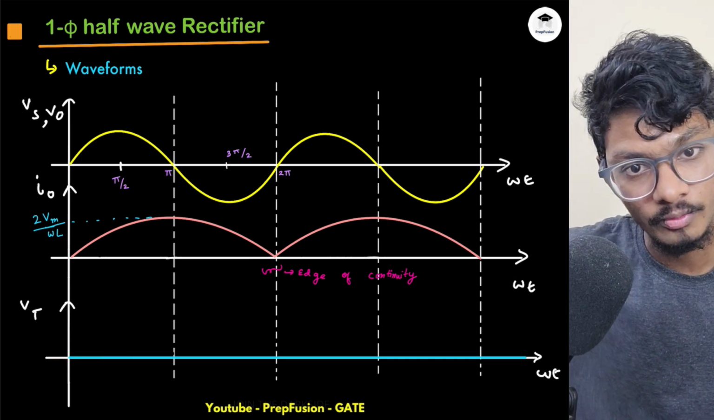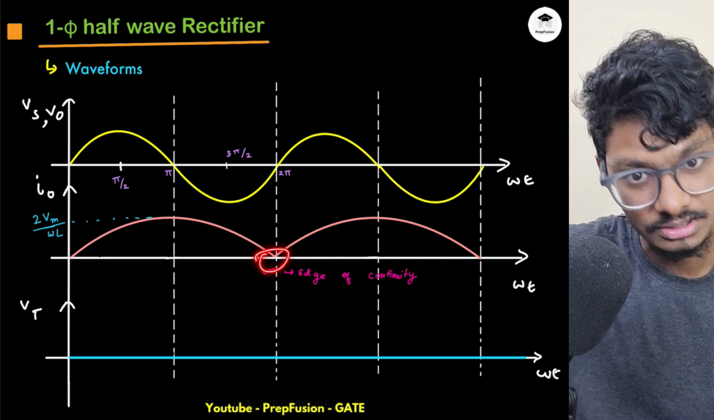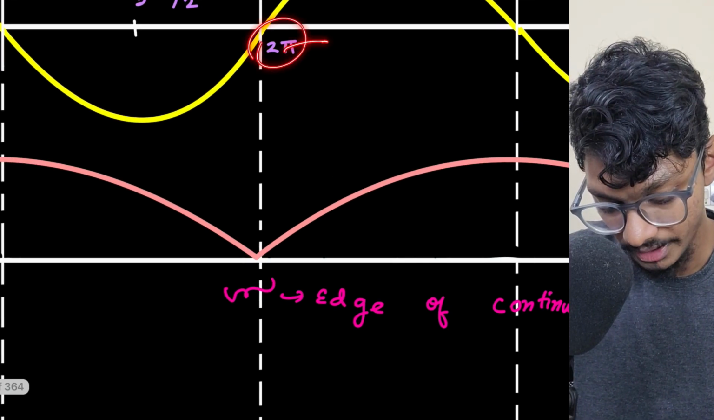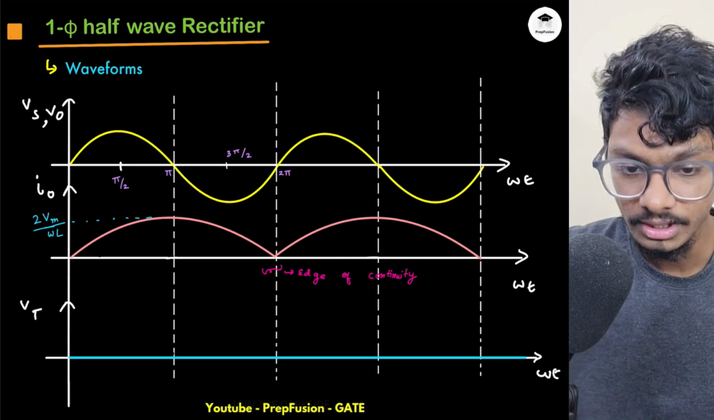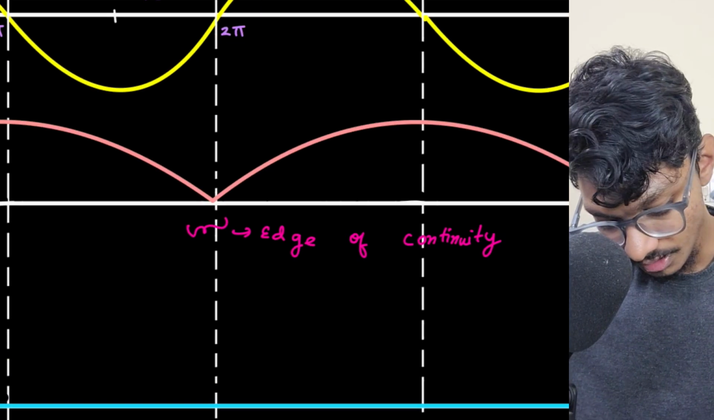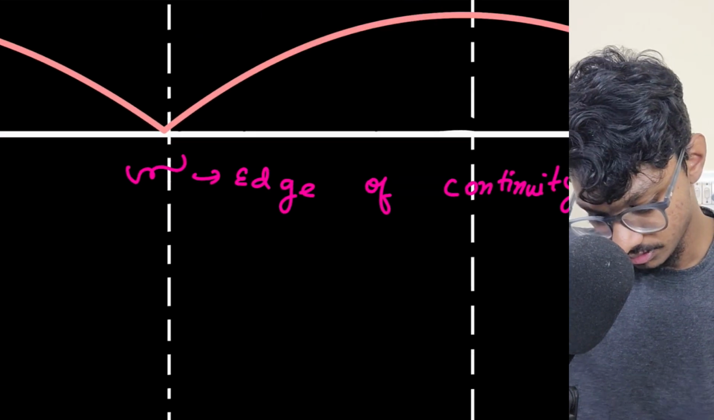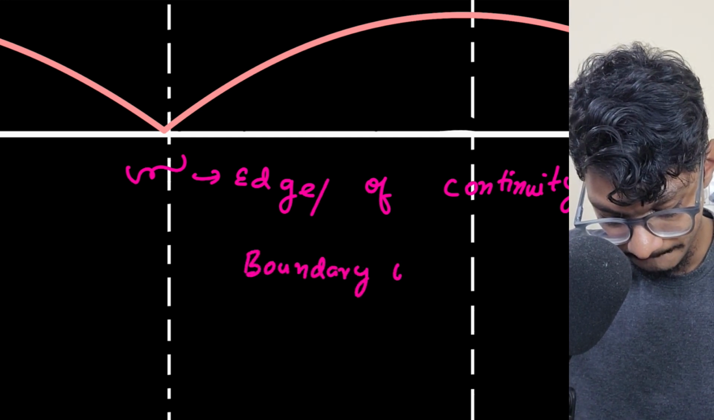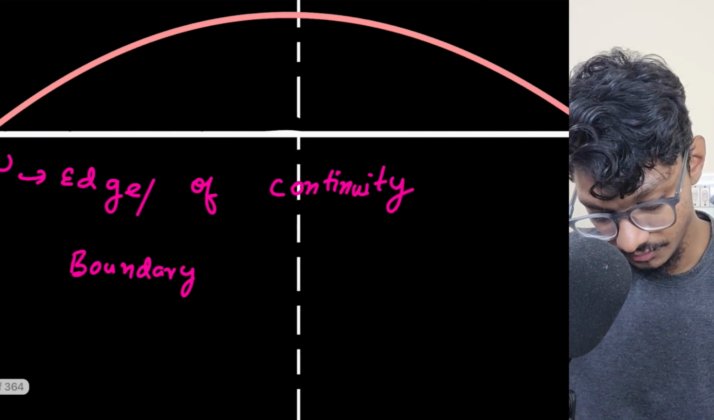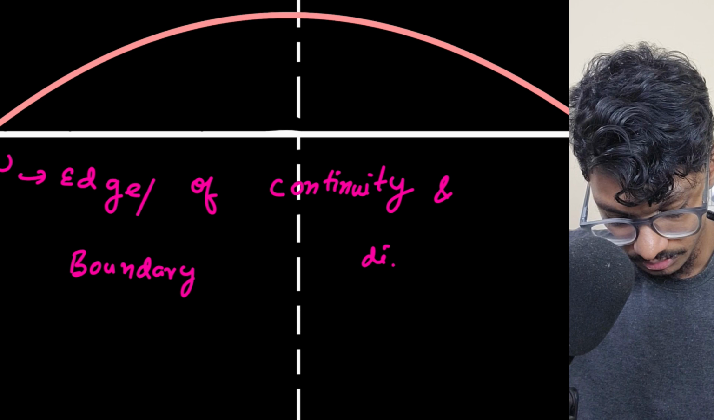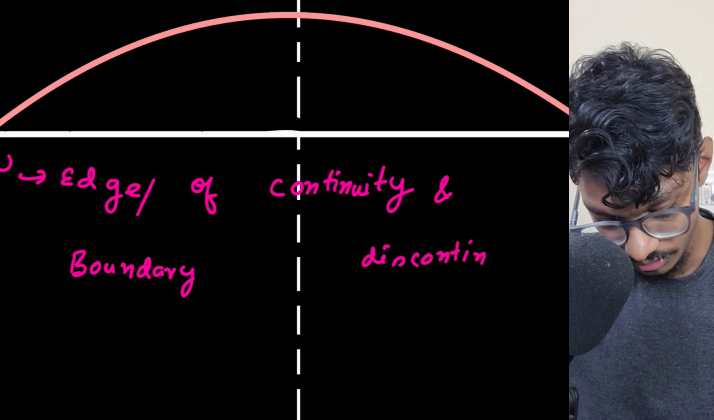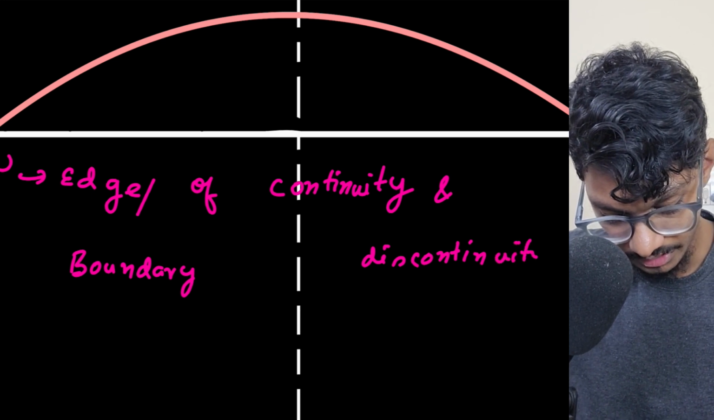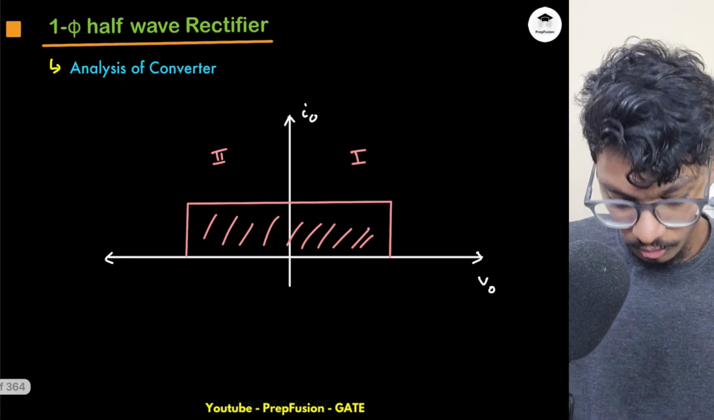Because the diode is almost always on. Let's name this as 2 pi. After just 2 pi, this will again turn on. After just 4 pi, this will again turn on. So this will always be on. This will be the analysis. This is the boundary of continuity and discontinuity. So in lecture 1 as well, I should rename this as boundary because that is also important. So I'll just quickly rename it. Okay, let's proceed with the analysis.